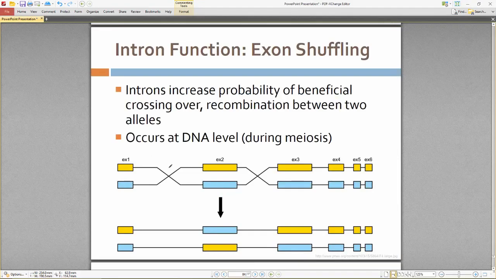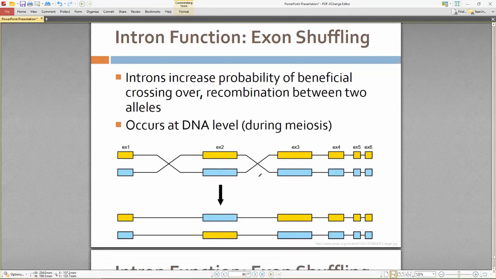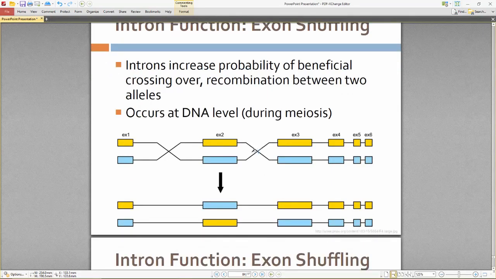Another function of introns is to help exon shuffling. Introns increase the probability of beneficial crossing over or recombination between 2 alleles. So this occurs at the DNA level during meiosis. Do you guys remember the crossing over phase of meiosis? Where DNA comes together, they attach, and then they basically exchange sections.